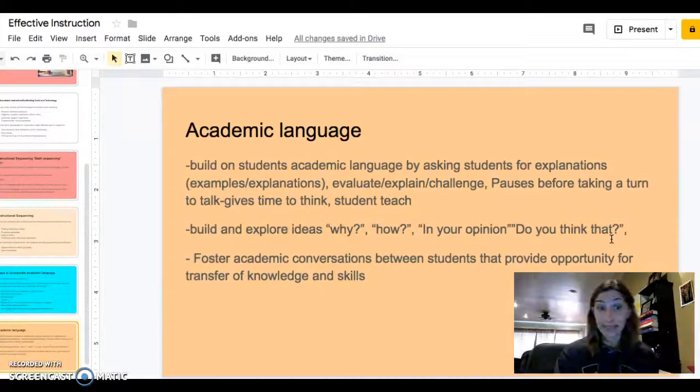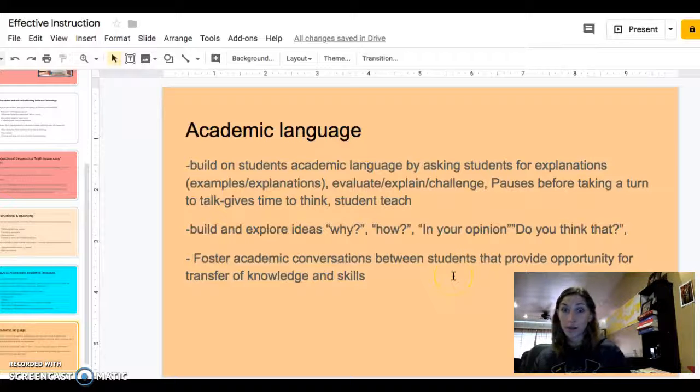Another way to foster academic language is through conversations between students and provide opportunity to transfer knowledge and skills. So a great way to do this is just by having students work together on maybe a problem. And when they're working together in math, they're saying words such as slope and x coordinate and y coordinate, just to explain to the other student how they solved the problem or what they think you have to do next. You're promoting academic conversation in math and using academic terms.